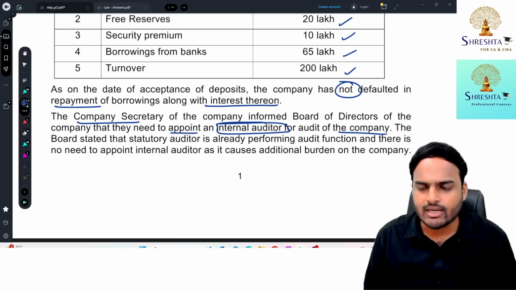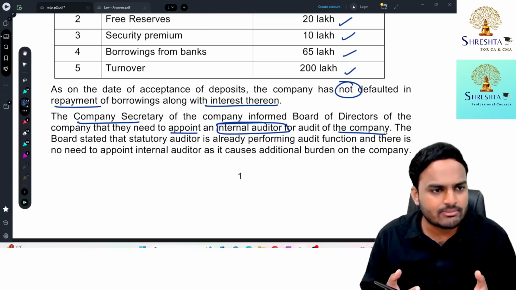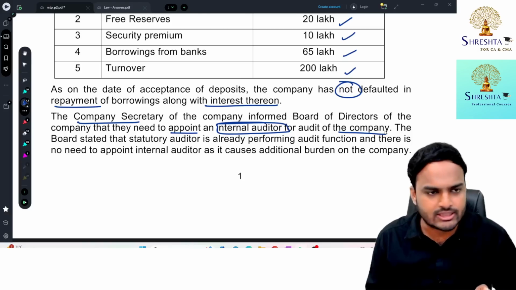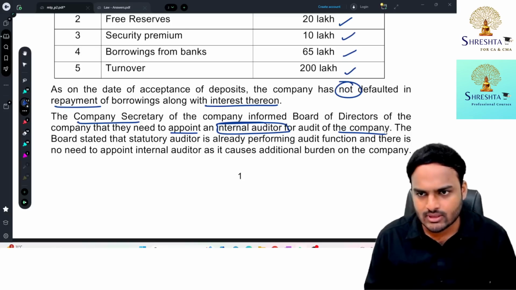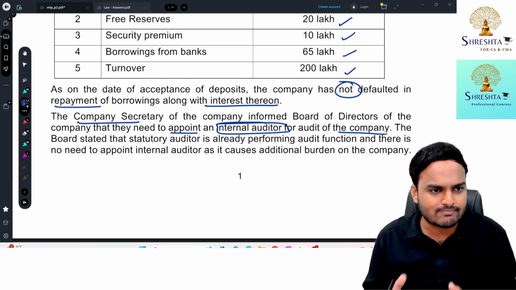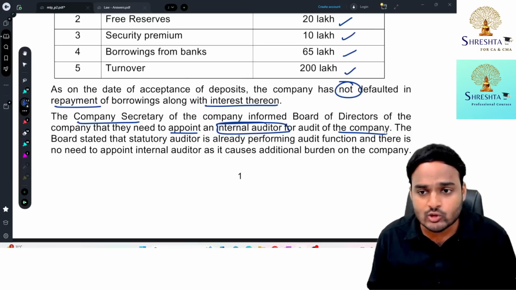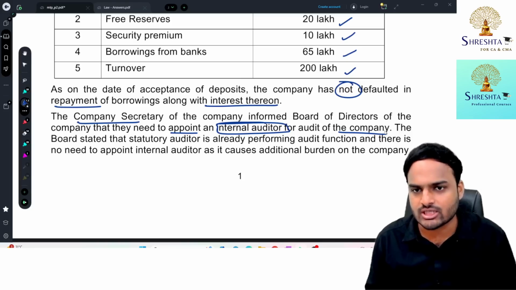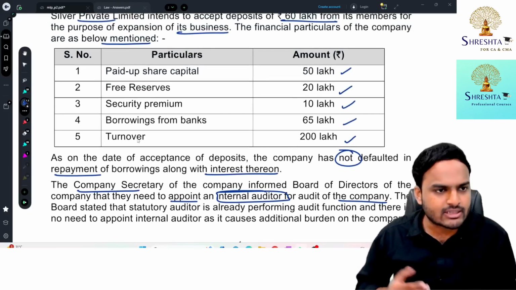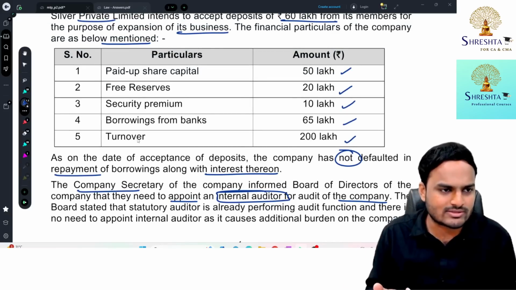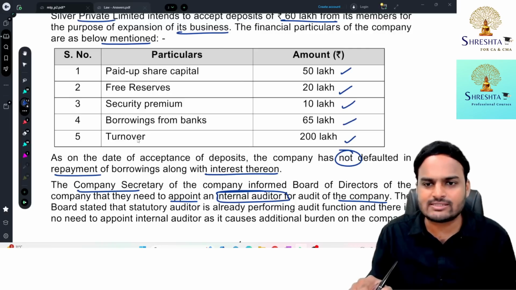Private limited company, applicability of internal audit. Come on, tell me the limits. Turnover in the preceding financial year is greater than or equal to 200 crores. Coming to the loans and advances, total borrowings from public financial institutions, banks, how much is it? 100 crores or more at any point of time during the preceding financial year. Now, looking at the financial particulars, the turnover is 2 crores. It's not 200 crores. So, turnover is within the limits.